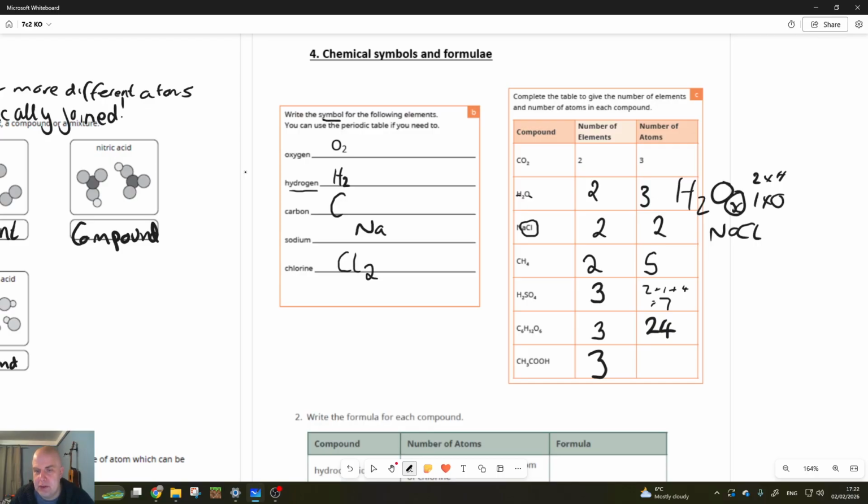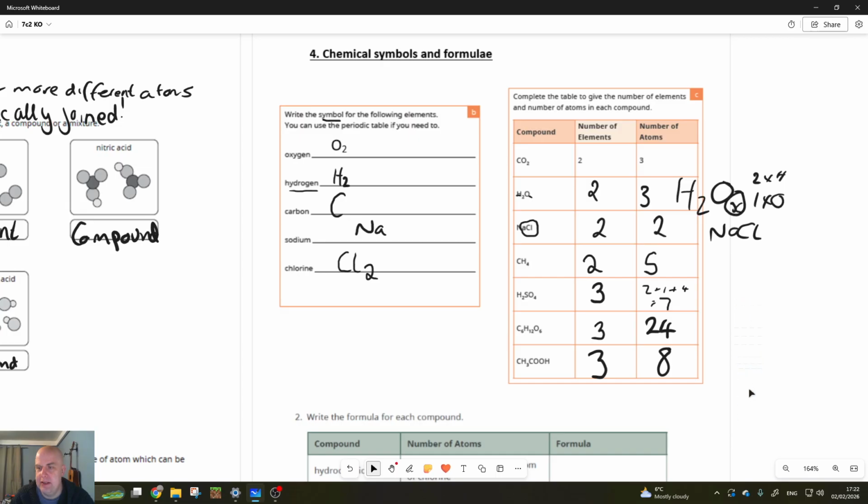Now, how many atoms? We have 1 C. We have 3 H's. That's 4. Another C. That's 5. An O. That's 6. Another O, that's 7. And a H, that's 8. Okay, there are 8 atoms there.